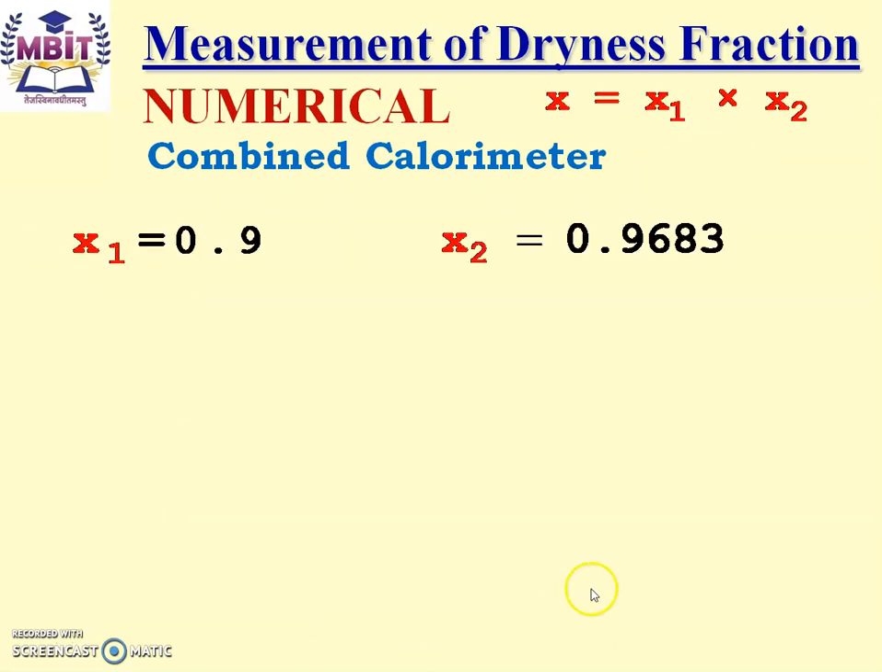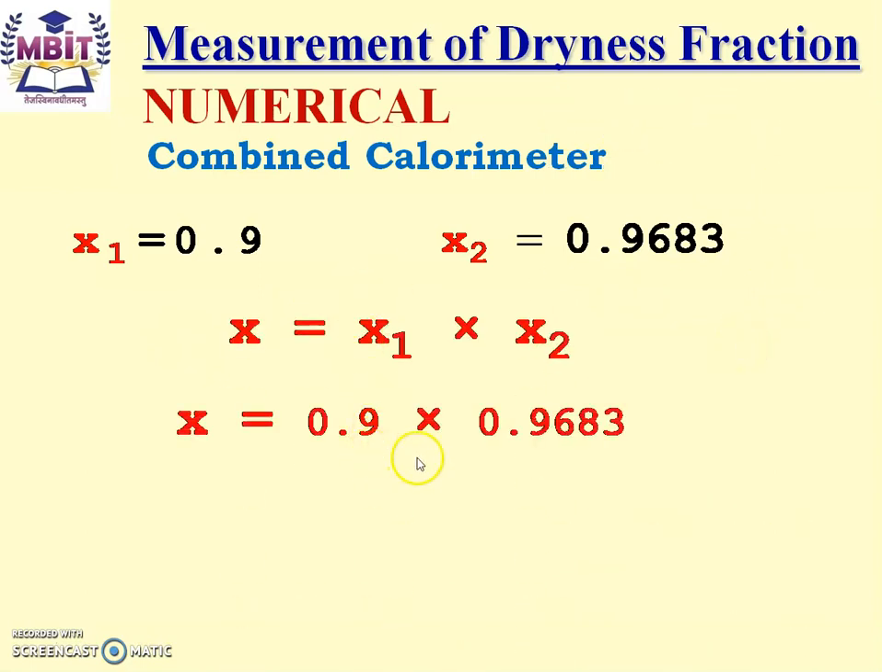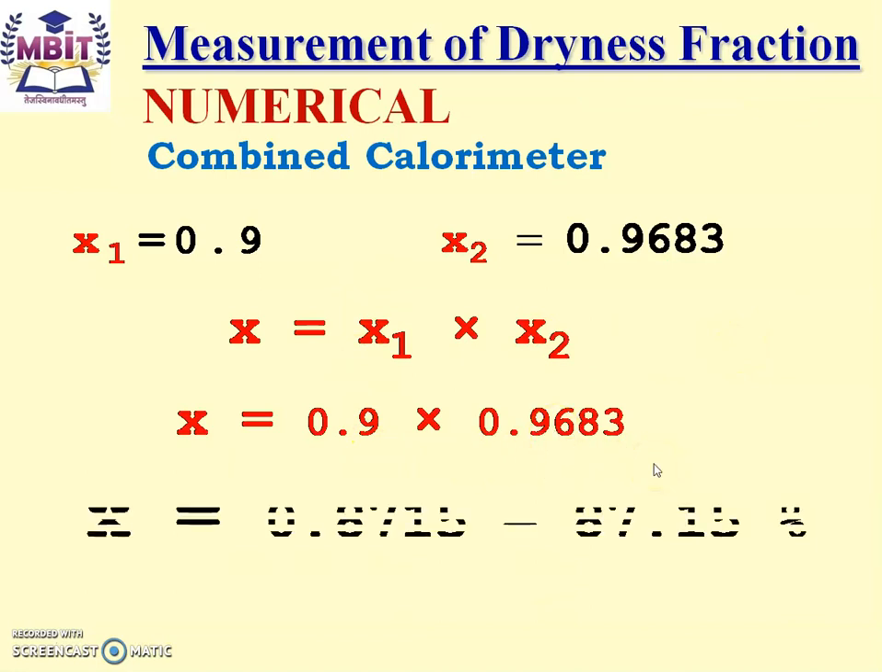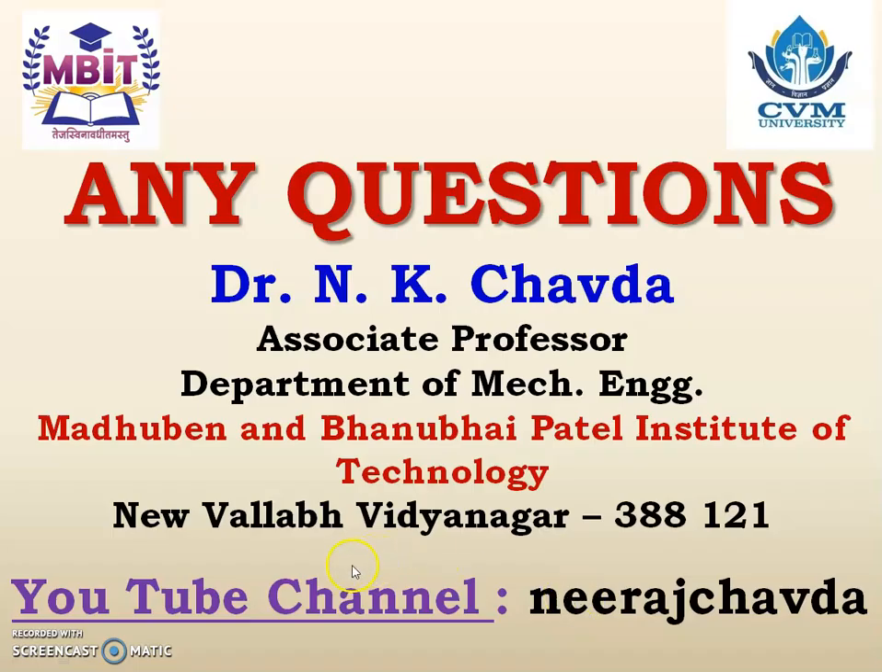So now we have calculated x1 and x2, and my final answer is x1 multiplied by x2. So x is equal to 0.9 multiplied by 0.9683. So it is 0.8715, that is 87.15%. So that is the dryness fraction of steam measured using the combined calorimeter. Thank you.